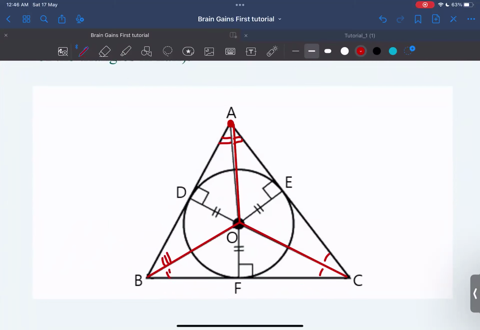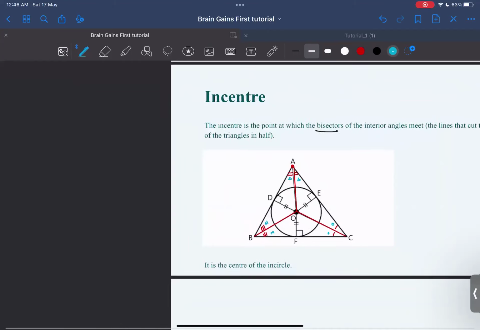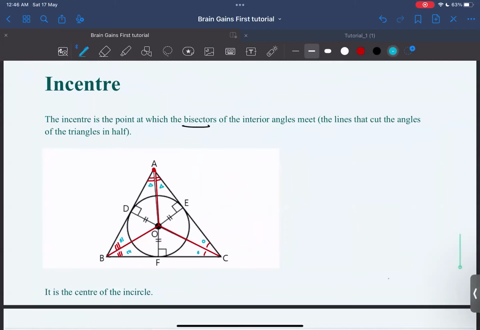So you can see that this angle would be equal to this angle, this angle, this angle, this angle, this angle. So it's basically cutting all my angles in half, and then these three lines also meet at the same point. Okay. Does that make sense to everyone?